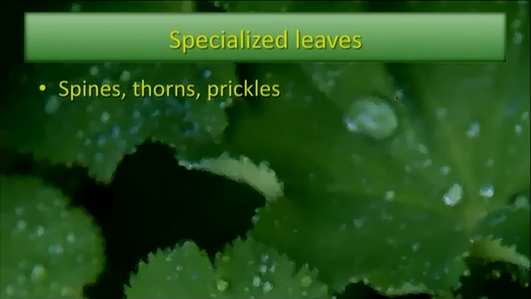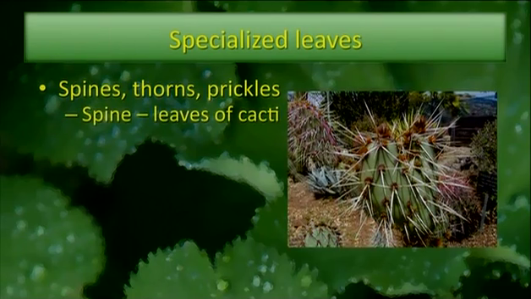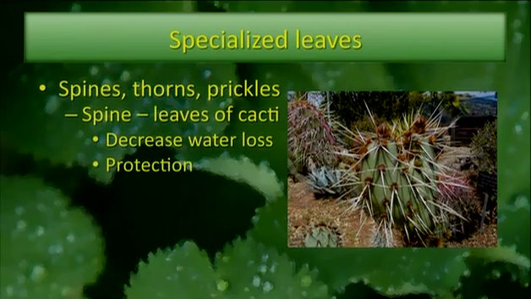Now spines, thorns, and prickles, we talked about that last time. So a spine is like the leaf of a cactus. They have decreased water loss because there are no stomates on the spine, and they offer protection against animals who might eat them, because cactuses can be eaten. They have high water loss.